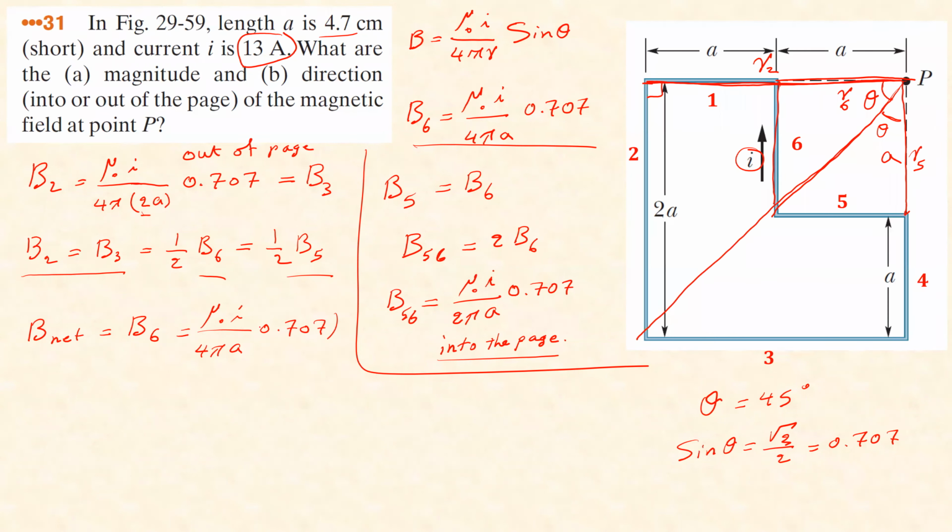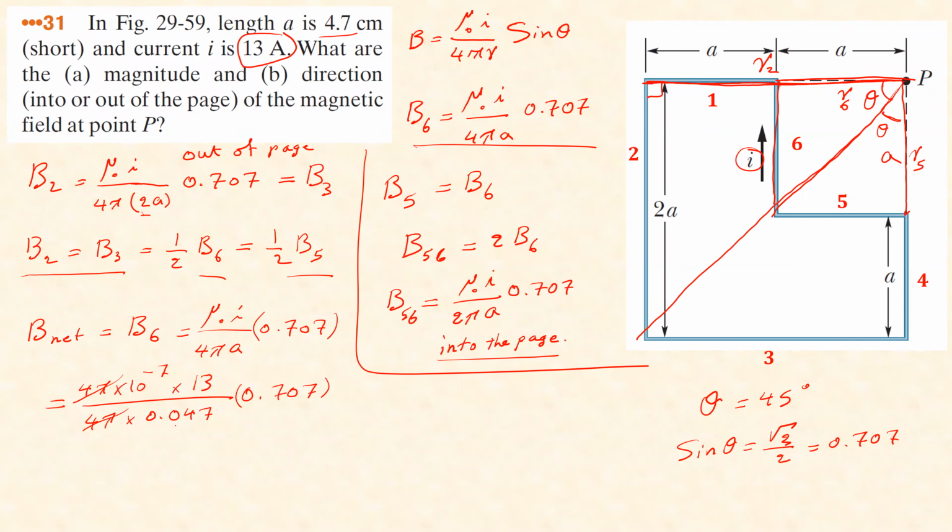You multiply that, you can calculate. You put I equal to 13, A equal to 4, let me write it, 4 pi times 10 to the -7 times 13 divided by 4 pi. The 4 pi cancels, times 0.047 and 0.707. All right, so this 4 pi cancels, and it becomes a number.